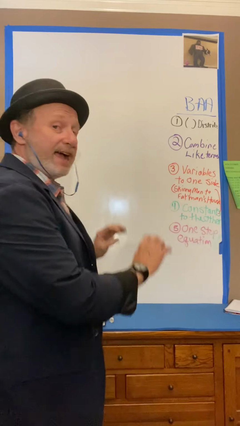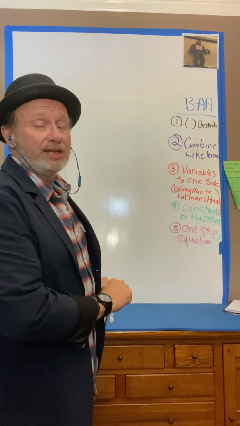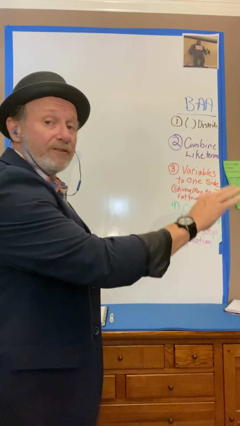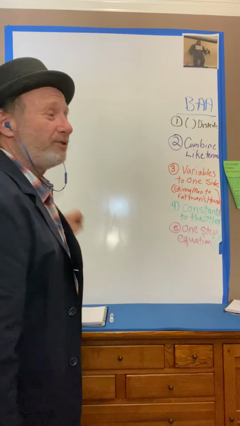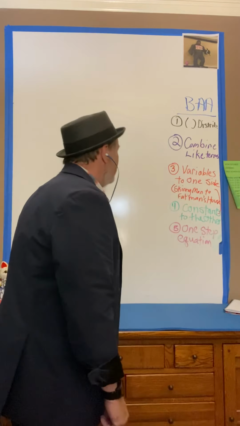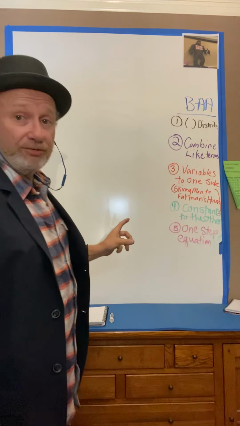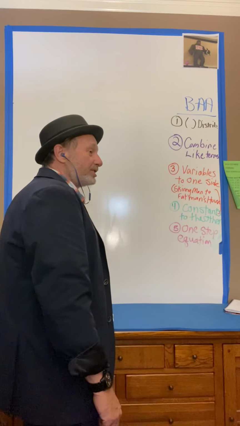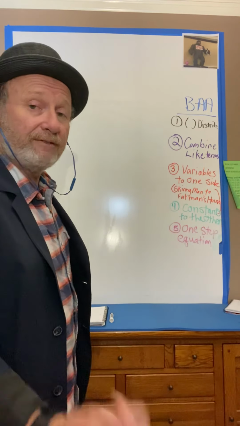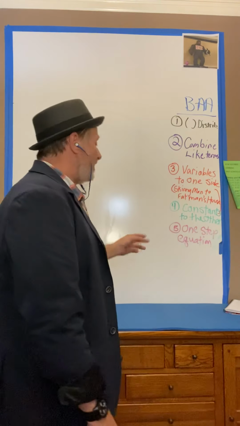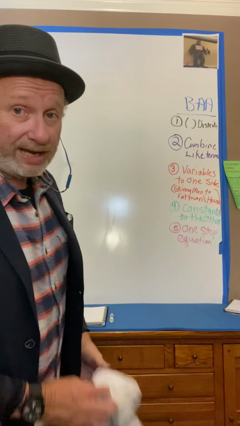Number 3, if I have variables on both sides of the equation, you're going to move the smaller value over to the other side. Okay, you're going to move the skinny man to the fat man's house. 4, now you're going to do the same thing with constants: you're going to move them to the side opposite of your variable side. And finally, treat it like a one-step equation.